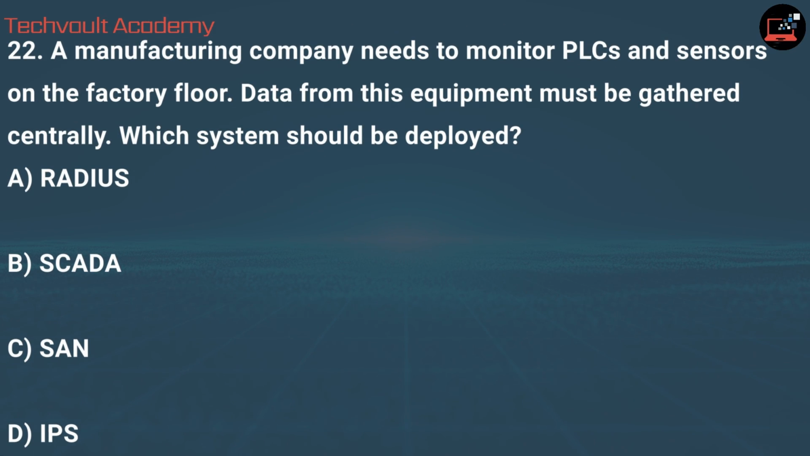22. A manufacturing company needs to monitor PLCs and sensors on the factory floor. Data from this equipment must be gathered centrally. Which system should be deployed? A. Radius. B. SCADA. C. SAN. D. IPS.